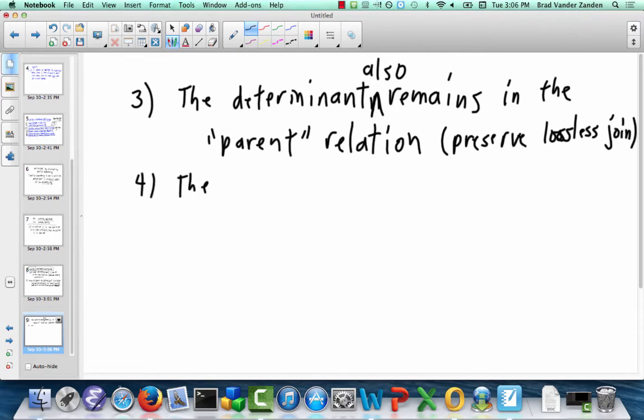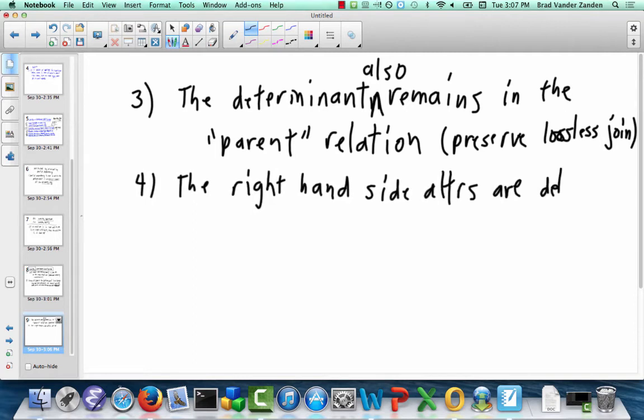And four, the right-hand side attributes are deleted from the parent relation.